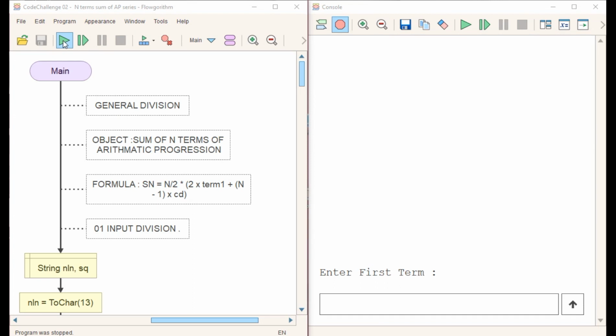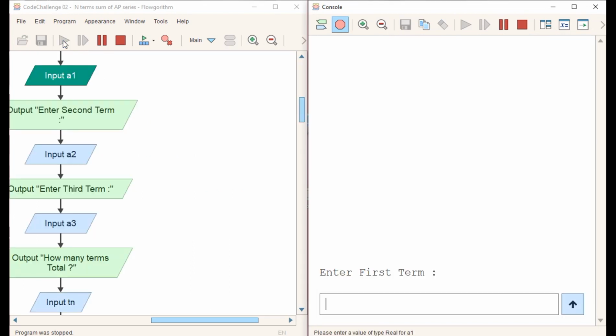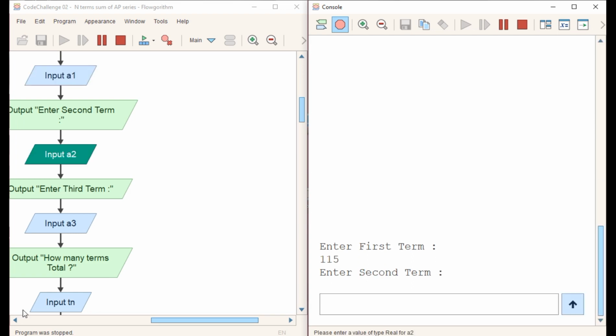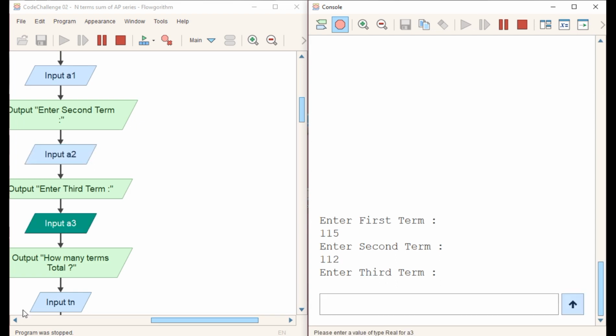In the first problem, 115, 112 and 109, the three terms of an arithmetic progression, are given. The sum of the first 13 terms is to be calculated. As the sum of 13 terms is to be found out, enter three terms in their order. Enter 13 against how many terms total.